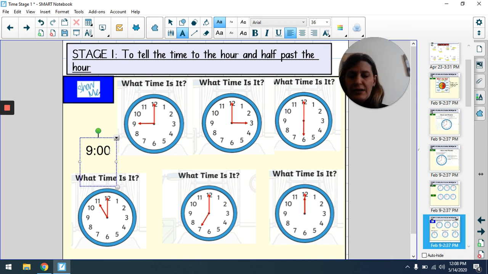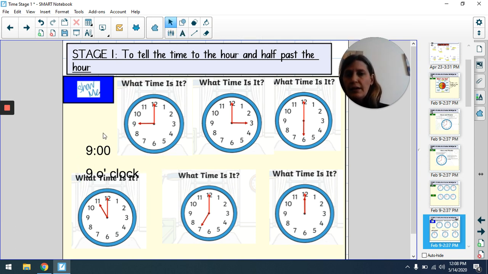Now when you come to do this yourself, when you're doing your worksheet, you've got the choice. You could write it in words, you can write it in numbers. You could write it like this, 9 o'clock. Or you could write it 9, and you've got 00, 9 o'clock. It means the same thing.